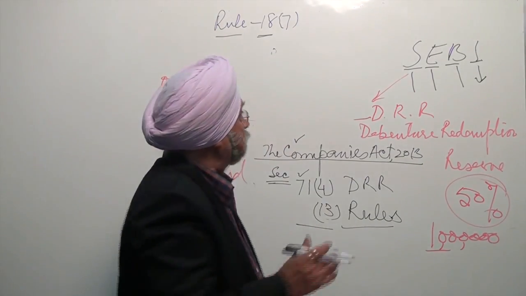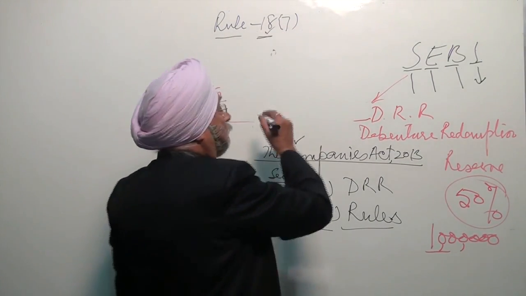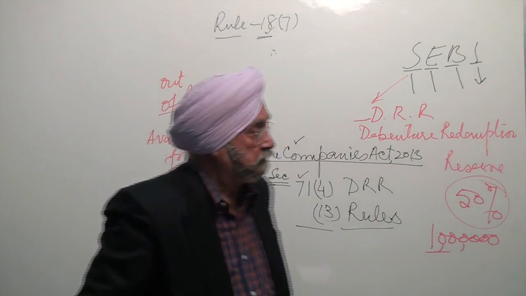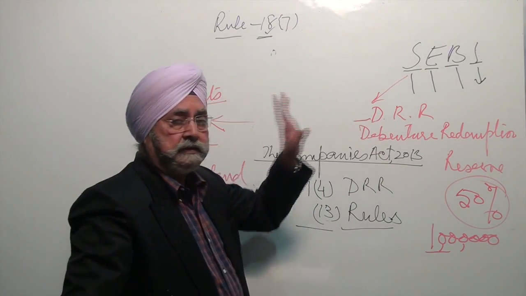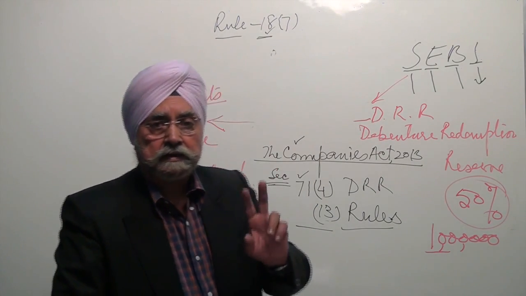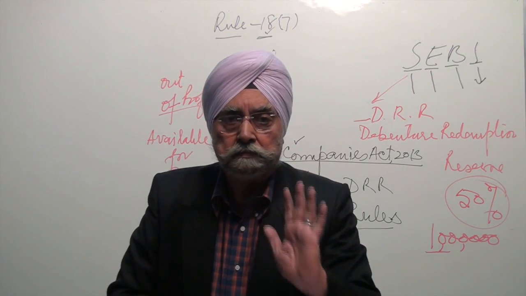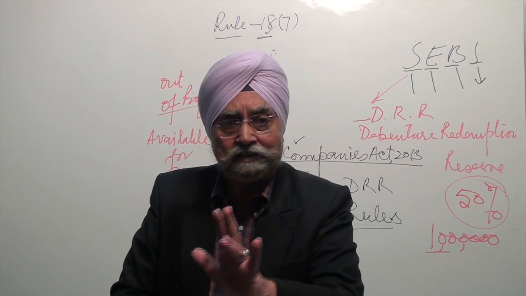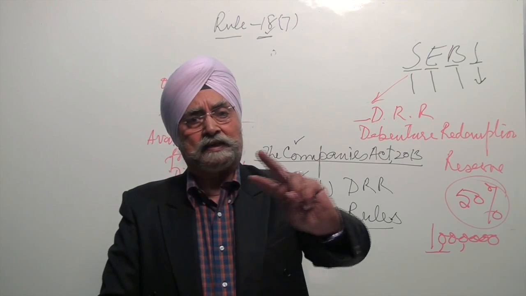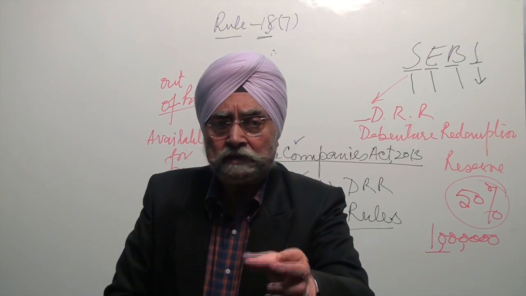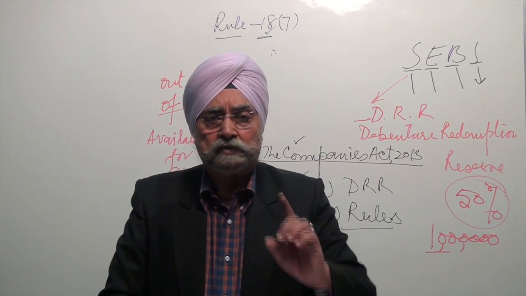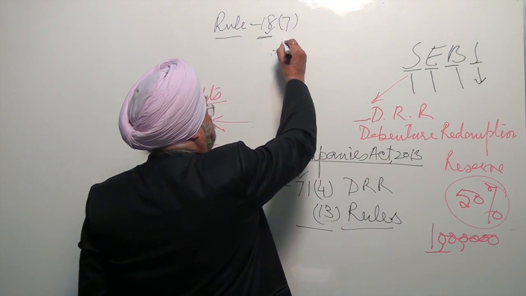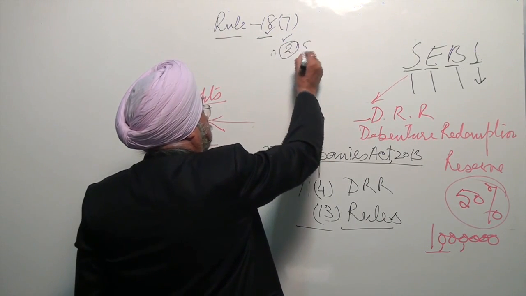Now, sub rule 7 of this, what does it say? It says the same thing, that all companies will create a DRR, excepting two. One is banks, the other is All India Financial Institutions. These two are exempted. No other exemption. You have to remember this. No other exemption, only two exemptions I have told you.